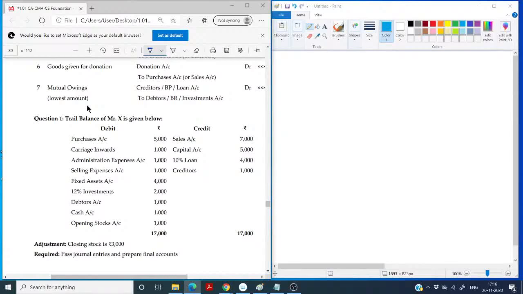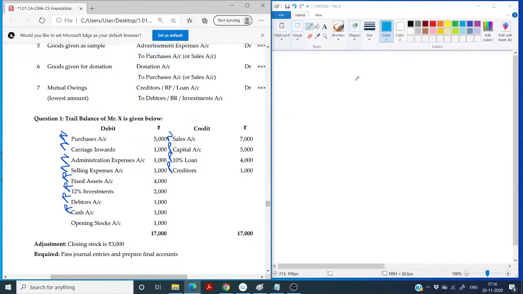We have identified that purchases are a nominal account, carriage inwards a nominal account, administration expenses a nominal account, selling expenses also a nominal account, fixed assets real, investment real, debtors real, cash account real. Of course, opening stock is adjusted with the purchases. Sales is a nominal account, capital is a personal account, loan is personal, and creditors are personal.